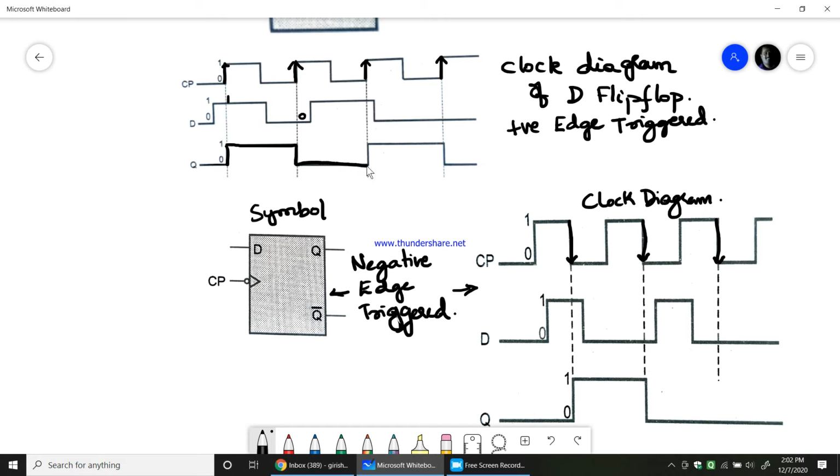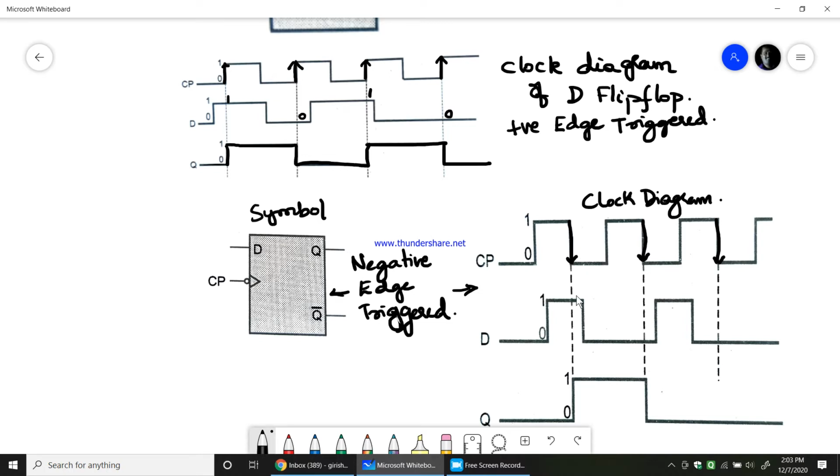It remains 0 until the next clock pulse arrives. At the next clock pulse, D is 1, therefore it remains 1 until the next clock pulse. At the next clock pulse, you see D is 0, therefore it remains 0. So 1, 1, 0, 0, that is how it is.